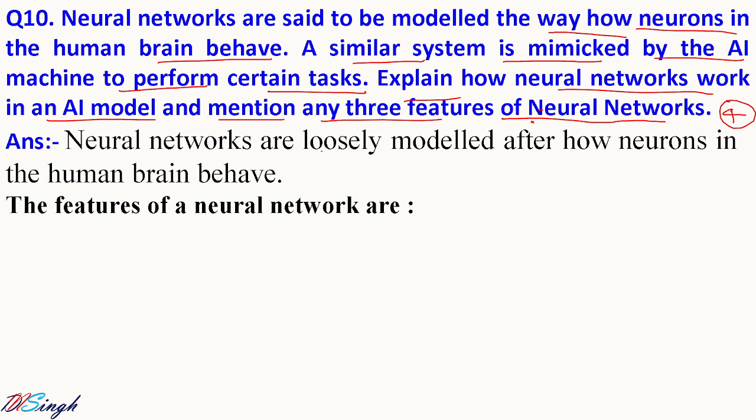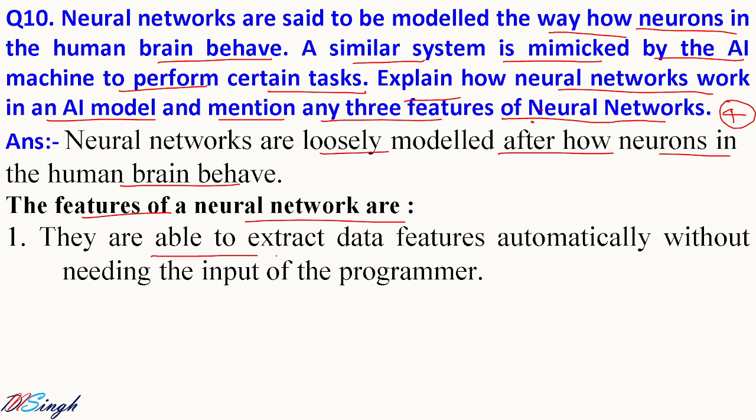A neural network is loosely modeled after how neurons in the human brain behave. They are loosely mimicking how neurons behave in the human brain in technology. The features of neural networks are: first, they are able to extract data features automatically without needing the input of the programmer. So self-learning ability is there.